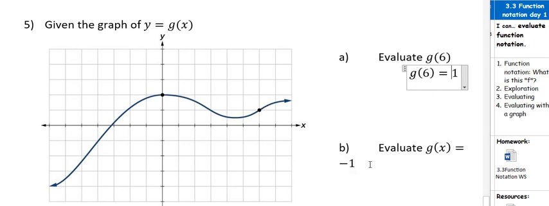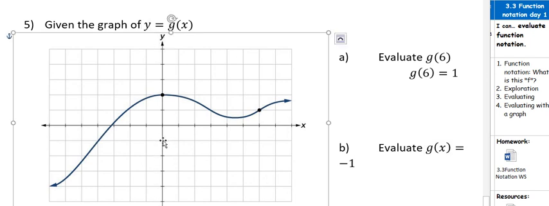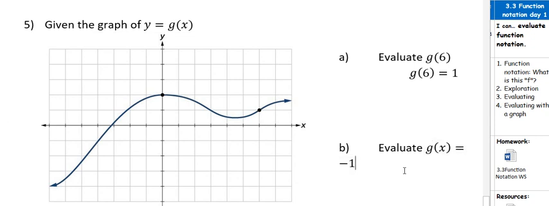Now here it says evaluate g of x equals negative 1. Here, g of x is negative 1. So g of x equals the y. g of x is equal to the y value. So that means negative 1 must be my y value. So on my y-axis, I go down till I find negative 1. That's right here. And I go across till I find my function. Now, what is the x value? 1, 2, 3, 4. Here, we have that x equals negative 4.